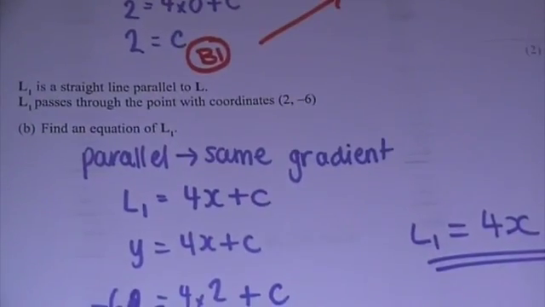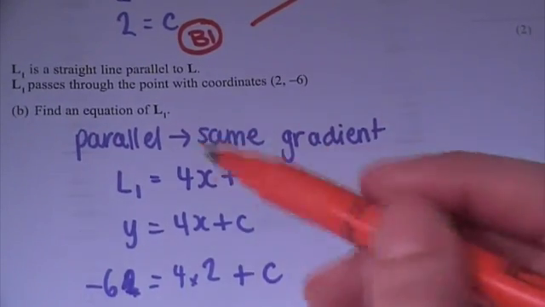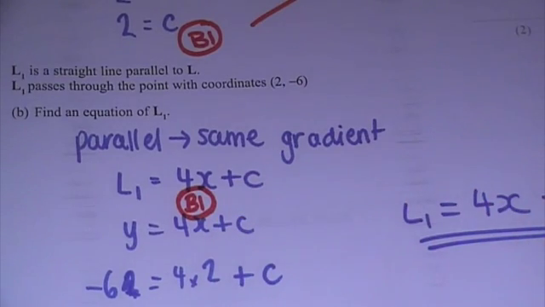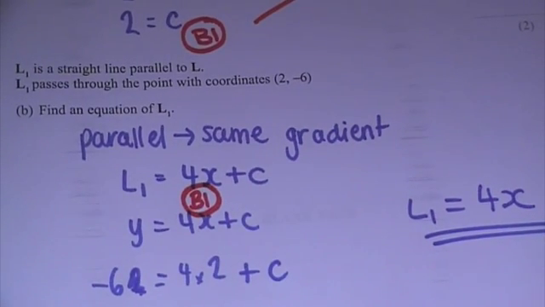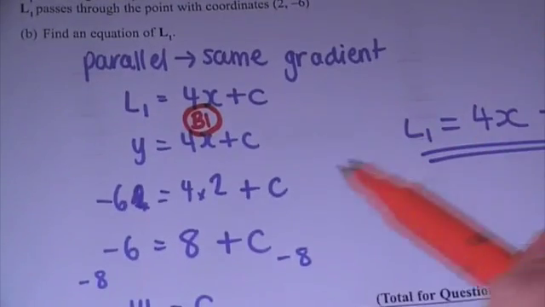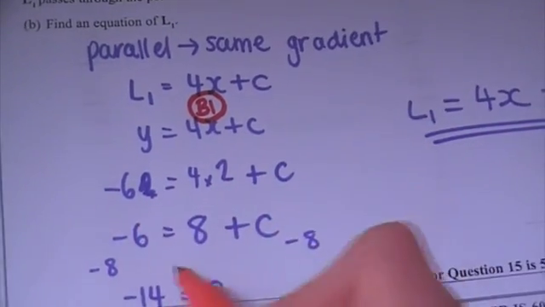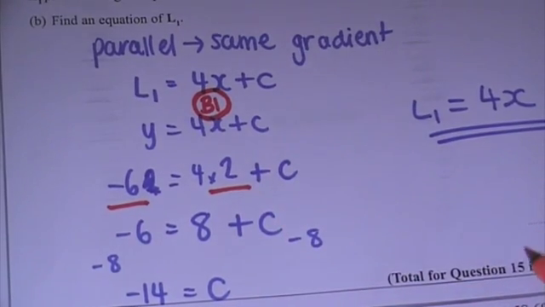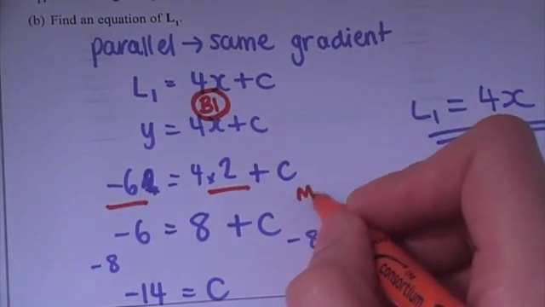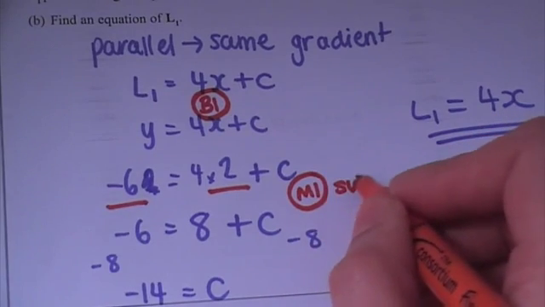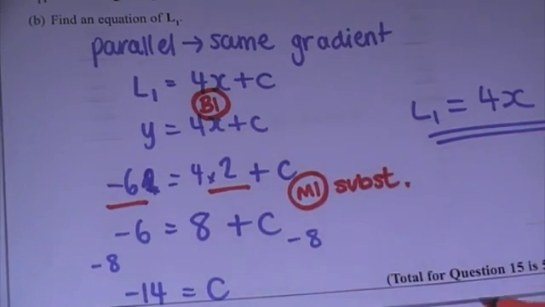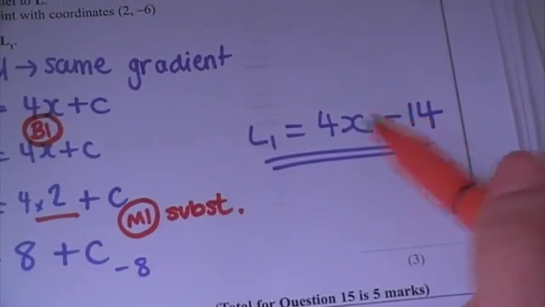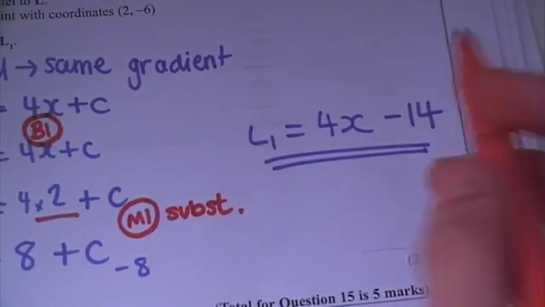15 part B. So your first mark is for realising that if they're parallel, they've got the same gradient. So that is your first working mark. This is out of 3 marks, this part. Your second mark is for substituting them correctly, which I almost didn't do. So that would be minus 6 as y and 2 as x. So that would be your method mark. And then your final one is an answer mark over here. So if we're getting L1 or y equals 4x minus 14.